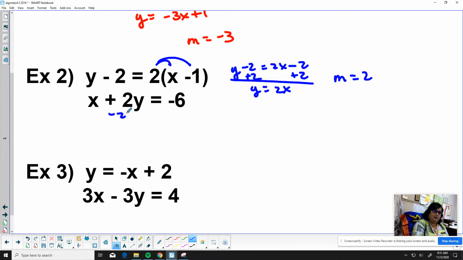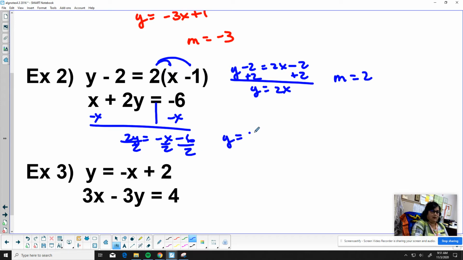And then on this one, if I subtract, whoops, I don't want to subtract that one. I want to subtract the x. So if I subtract x on both sides, and then I divide by 2, that gives me y equals negative 1/2 x minus 3. So that slope is negative 1/2. Those two are perpendicular because look how they're opposite signs and they're reciprocals of each other. So these are perpendicular.